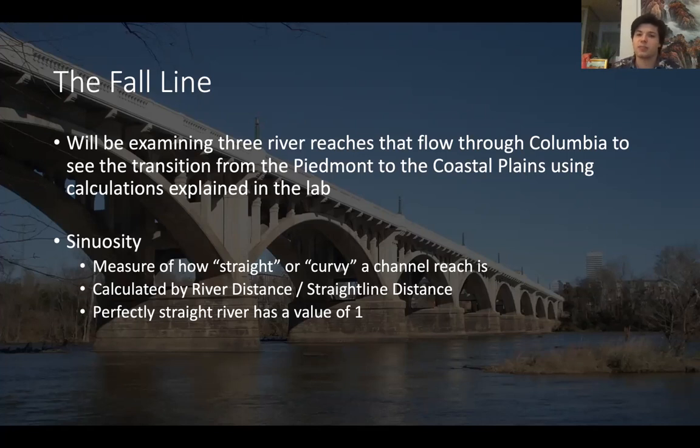So if you're thinking about this, the river distance is a path distance that would follow along the curves of a river, and the straight line distance would just be point A to point B directly. And so you can imagine how for a straight line, those distances would be the same with a value of 1, whereas a curvier river might have a much higher value.